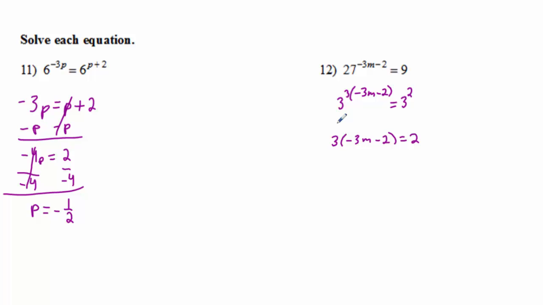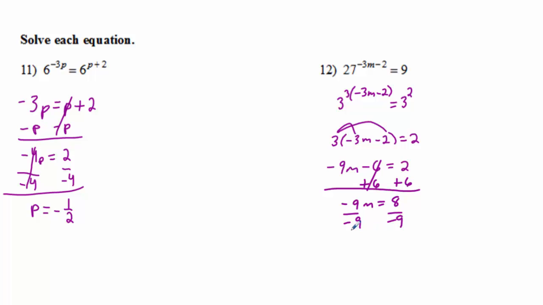Which means I'm going to distribute, and get negative 9m minus 6 equals 2. I'm going to add 6 and then divide by negative 9. When I add 6, I get 8. When I divide by negative 9, again, you can put this in your calculator and you can get a decimal, and it's like negative 0.88888-ish. But the answer choice would probably be negative 8/9, and so that's what you want to leave it as.